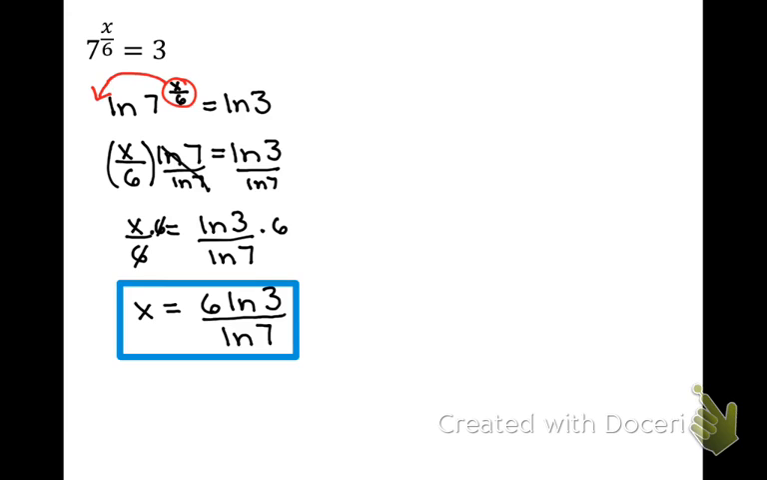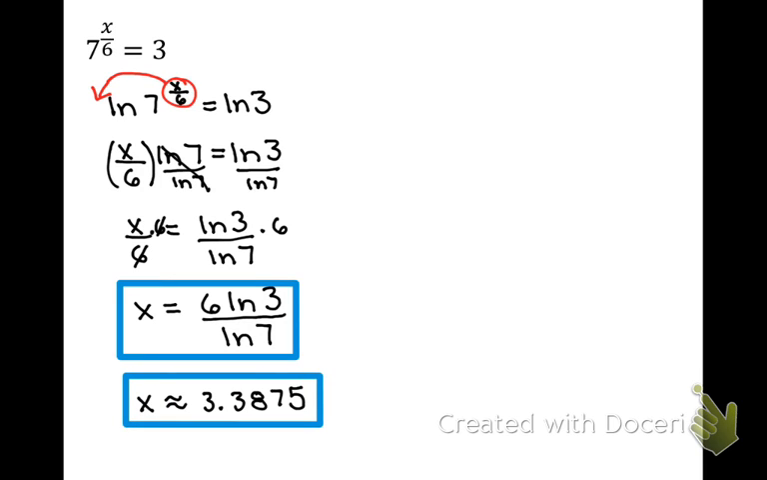If I want an approximate answer, I've got to enter that into my calculator. I'm going to go to 4 decimal places again. I would get 3.3875. Awesome. Hopefully you're seeing the patterns, you're getting the hang of it.